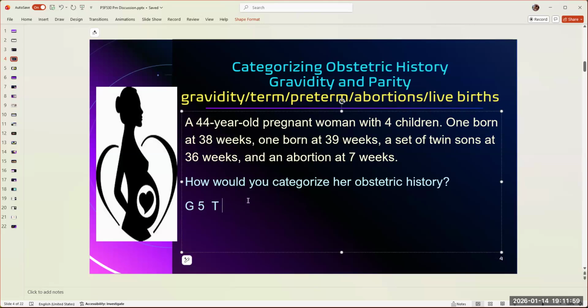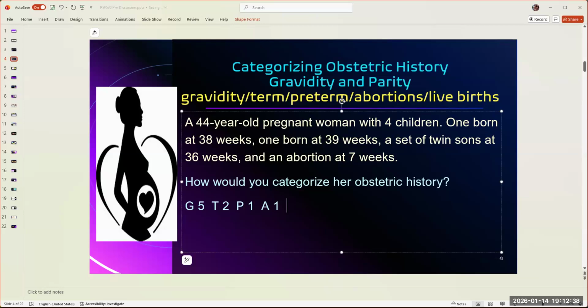So now, how many of those are term? Two, because remember, for term it had to be 37 weeks or more. Preterm: 1, the 36 weeks. And what about abortions? 1. Yep, that's right.